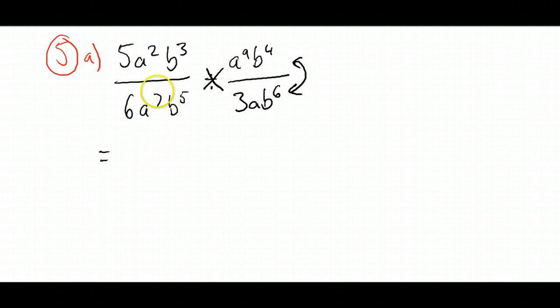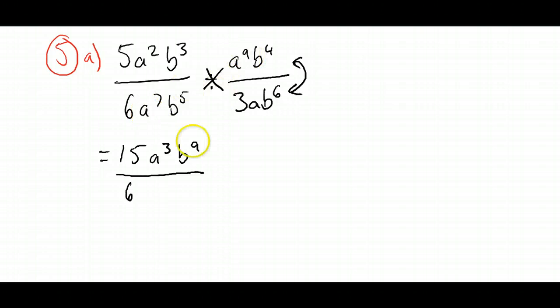So on the top, we've got 5 times 3 is 15. a to the 2 times a is just going to be a to the 3. b to the 3 times b to the 6 is going to be b to the 9. And then divided by 6 times, there's no number here, so it's just 6. a to the 7 times a to the 9 is a to the 16. b to the 5 times b to the 4 is b to the 9. Okay, so far so good.